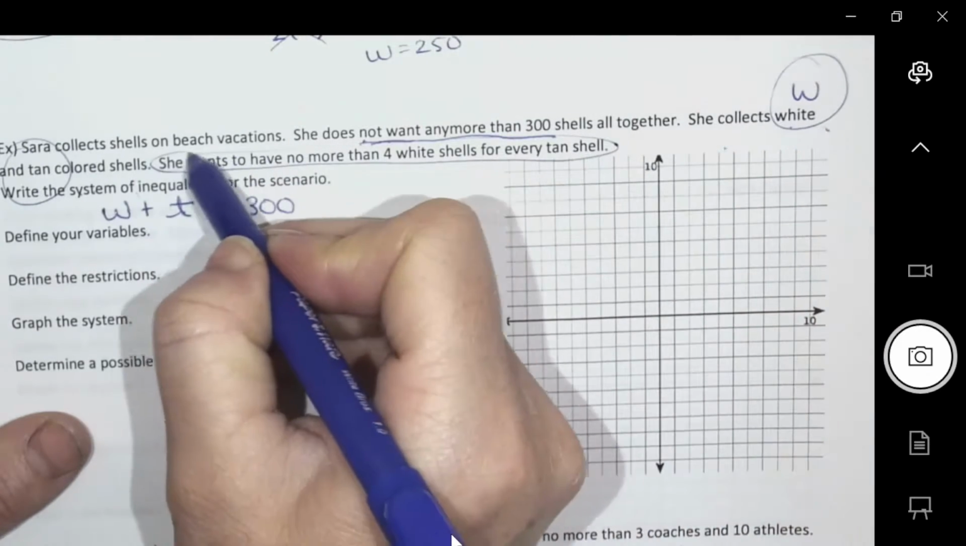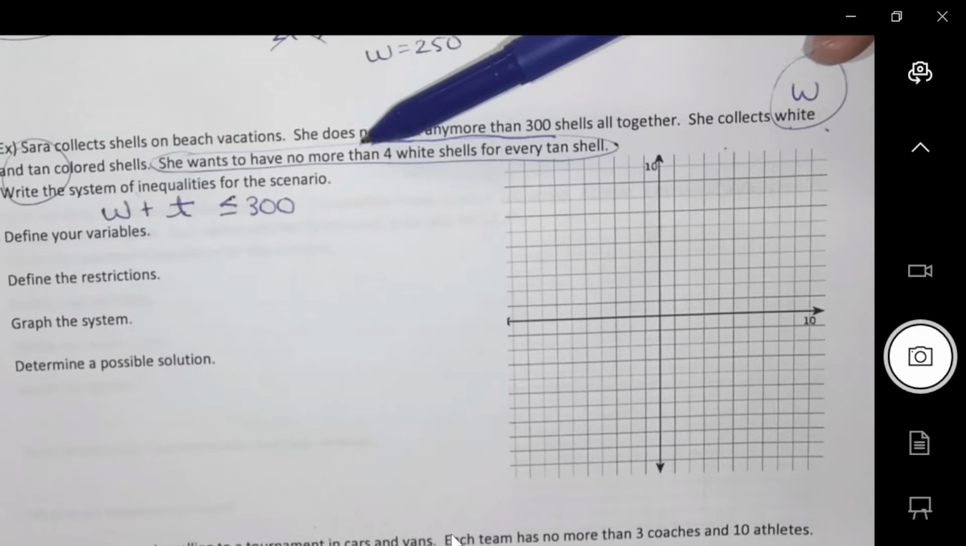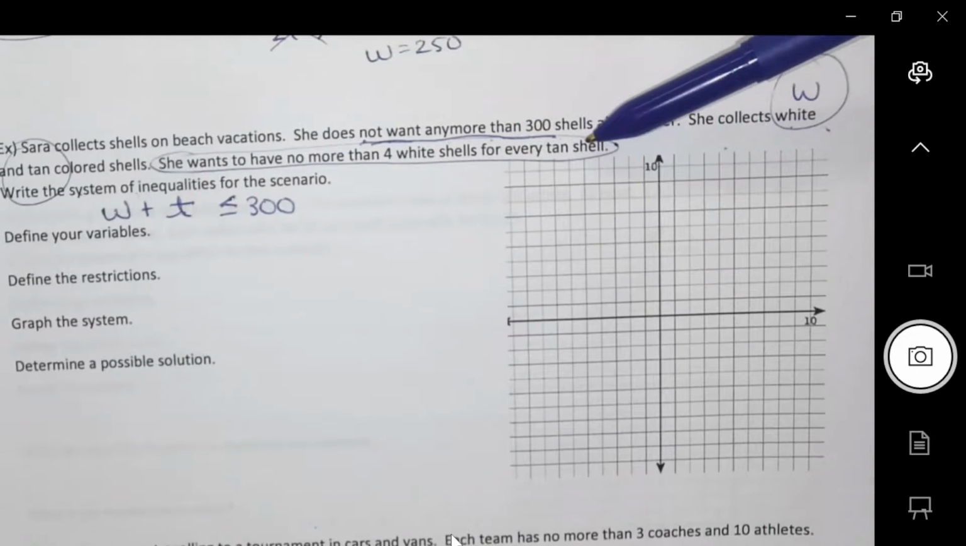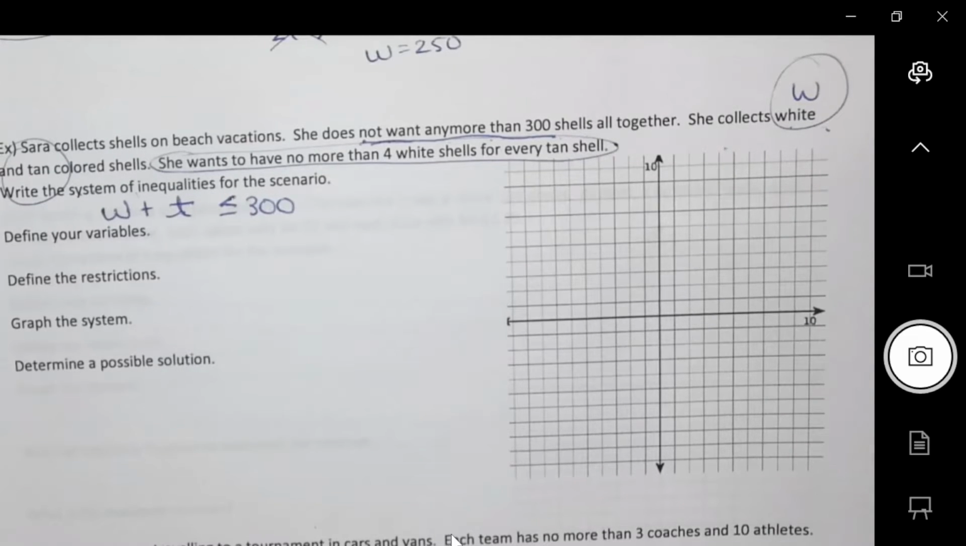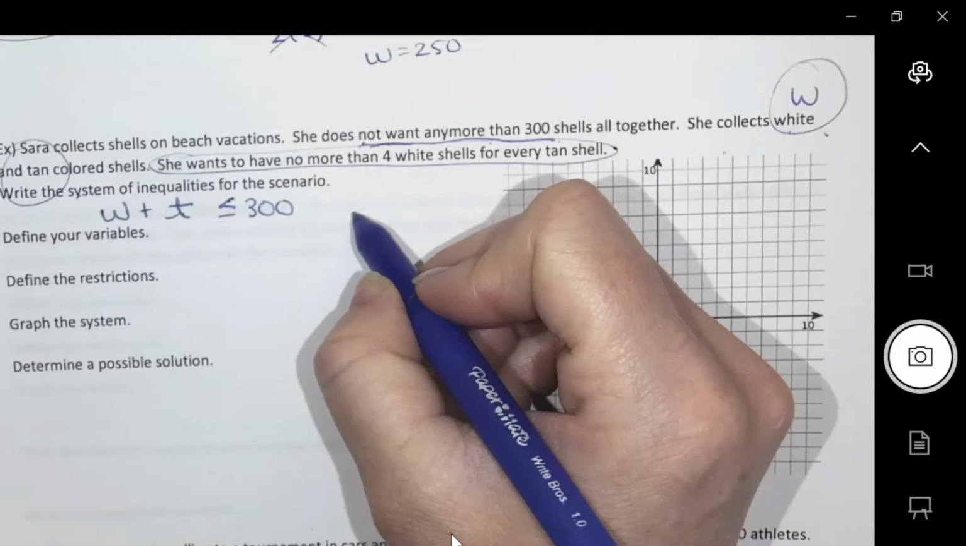Okay, I have to read this one carefully. She wants to have no more than 4 white shells for every tan shell. Every tan shell.